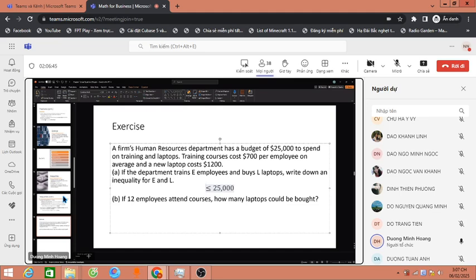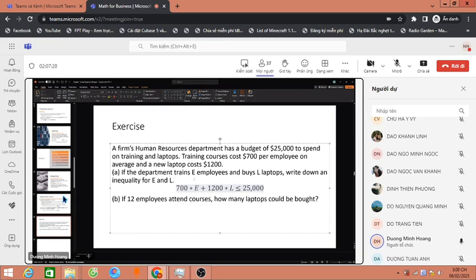You can spend at max $25,000. Now what is the total amount spent on employee training? On average, training costs $700 per employee, so the total cost spent on training should be 700 multiplied by E, where E is the number of employees. And what is the total cost for buying laptops? Each laptop costs $1,200, so that means 1,200 multiplied by L, the number of laptops.